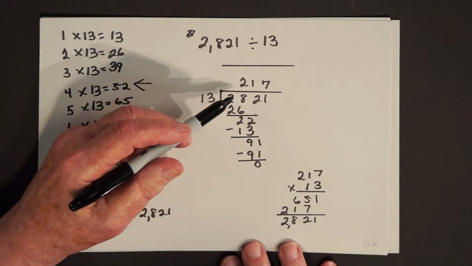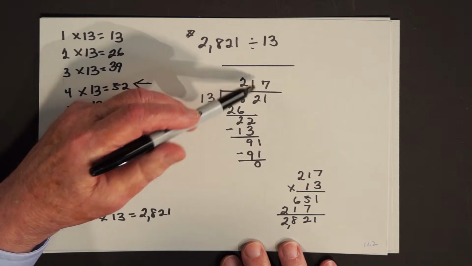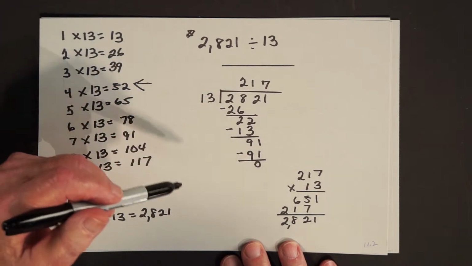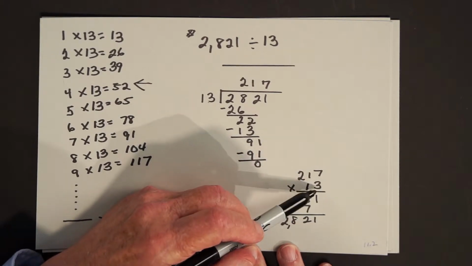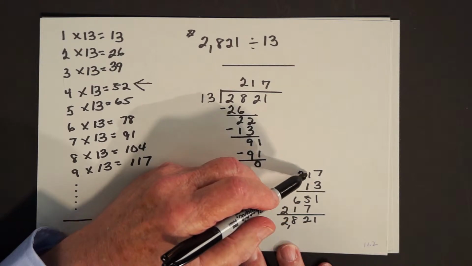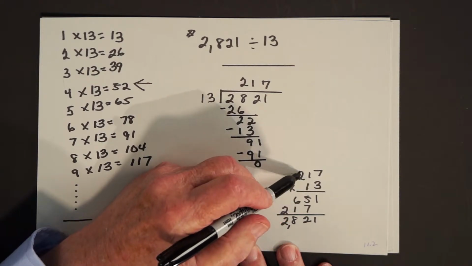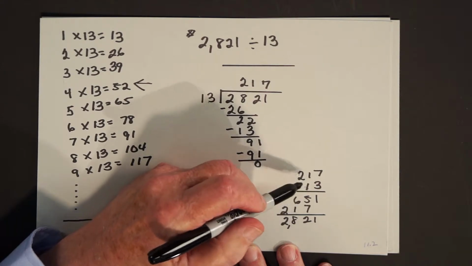And you say, how will I check this? If this is the right answer, what should happen? If I multiply 217 by 13, I should get 2,821. So I do that, and I get 3 times 7 is 21. Put down the 1, carry the 2. 3 times 1 is 3 plus 2 is 5. 3 times 2 is 6. 1 times 7 is 7, 1 times 1 is 1, 1 times 2 is 2.